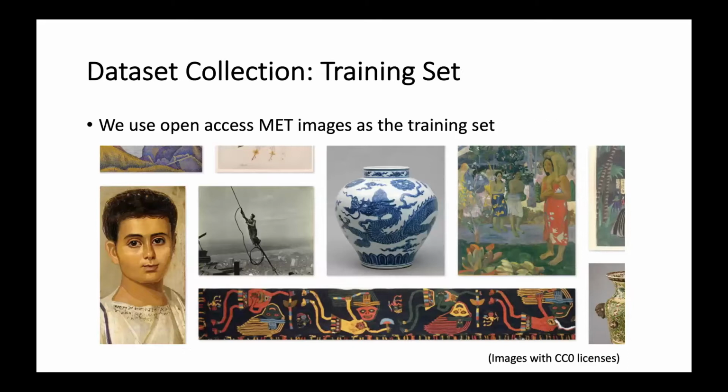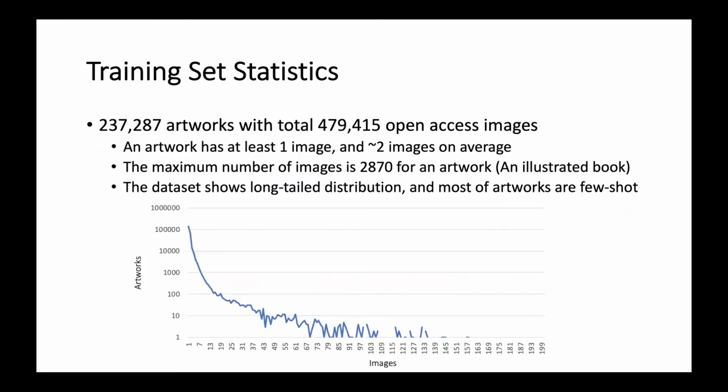So to build a dataset for artwork recognition, we need to collect both training and testing image sets. For the training set, we use open access images from the Metropolitan Museum of Art with CC0 license. The training set consists of more than 200,000 artworks, totaling more than 400,000 open access images. Each artwork has at least one image and two images on average.